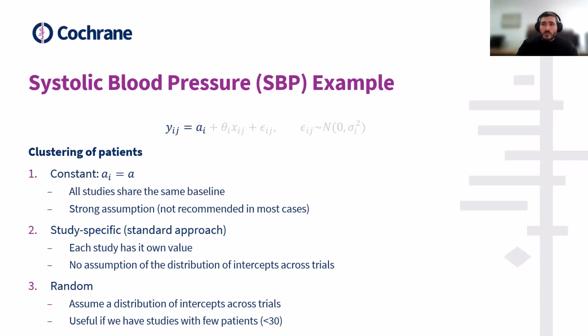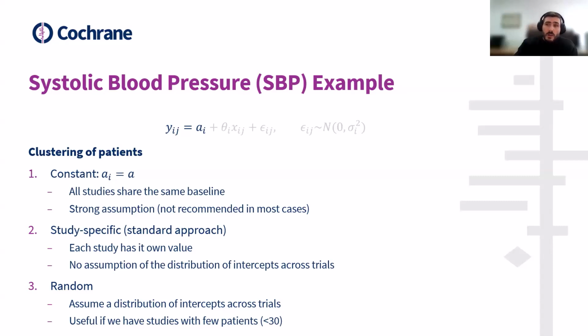The second option is to assume a study-specific intercept. By doing this, we assume that each study has its own baseline, so each study has separate baseline systolic blood pressure levels. Now, we assume different values for each study without making any assumption about the distribution of the baselines across studies. Because of this property, this approach could be considered a standard approach.